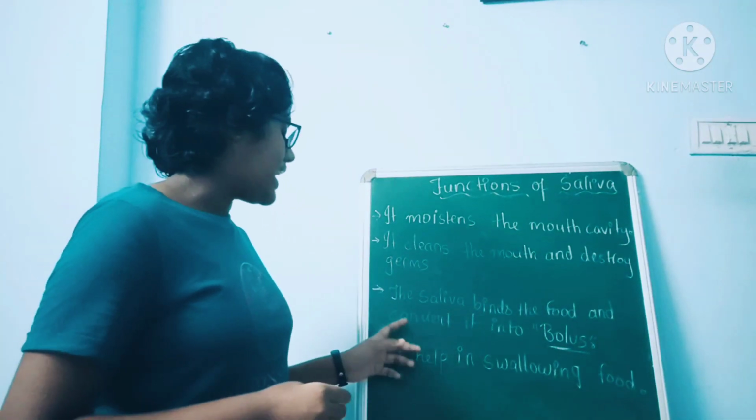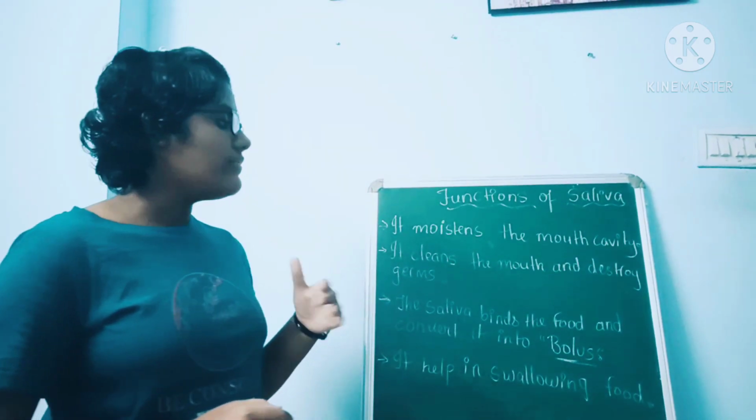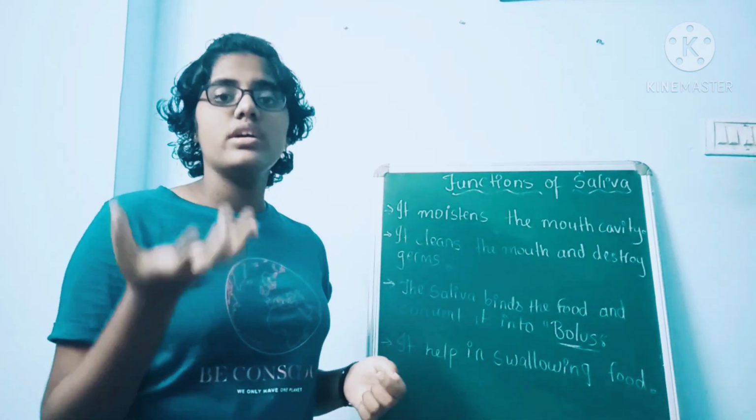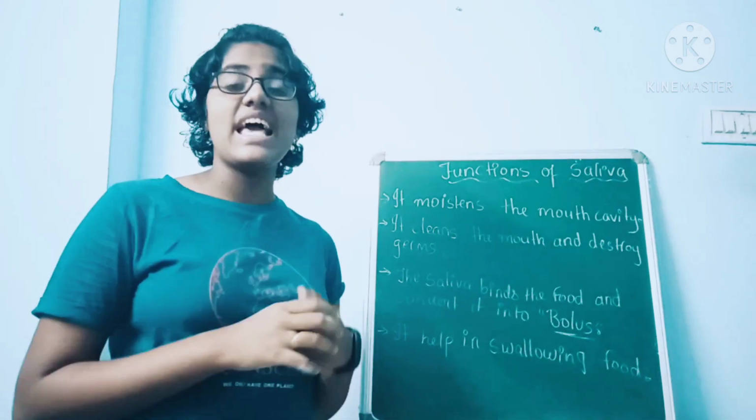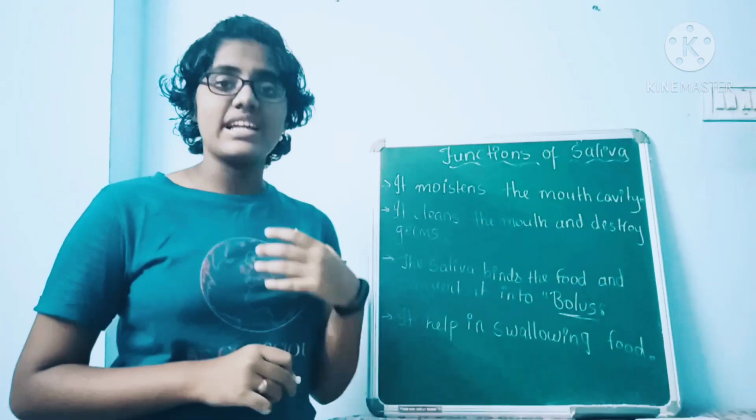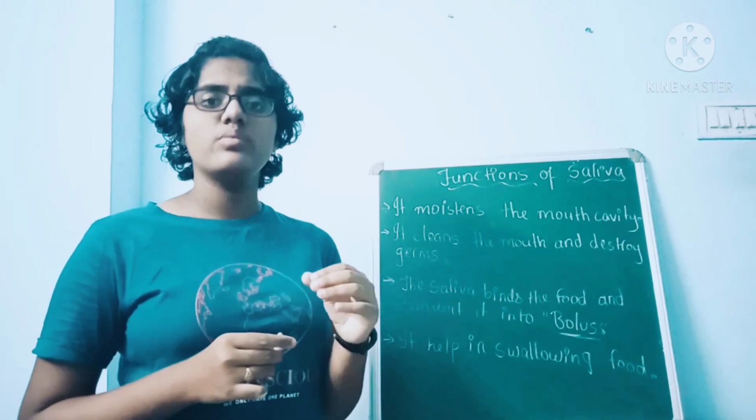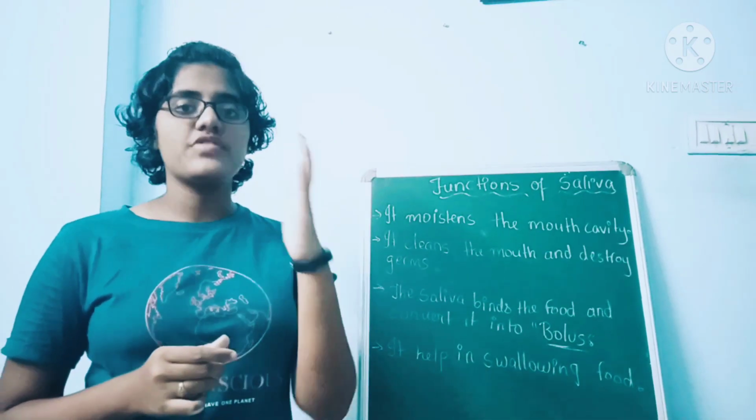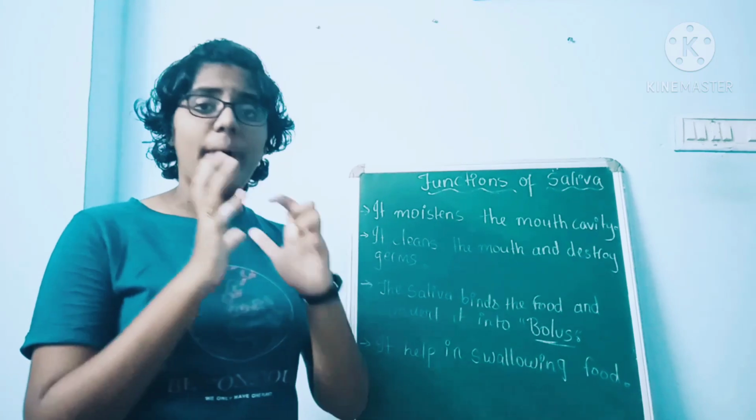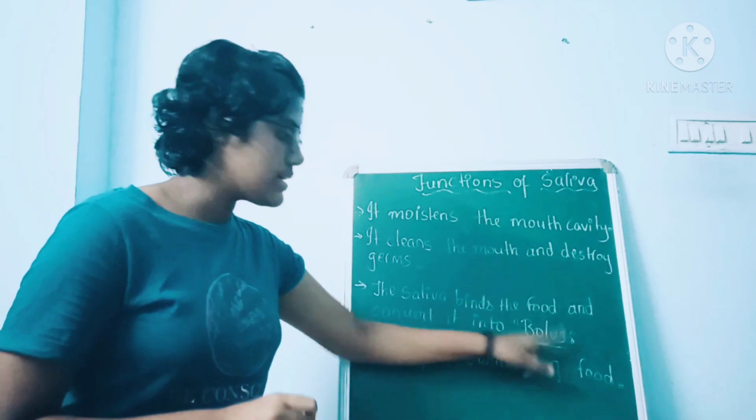Now once again come to the line. The saliva binds the food and converts it into bolus. So when we chew the food, it will grind. What helps in grinding? Yes, our molars and premolars help in crushing and grinding the food. So when the food crushes and grinds, this saliva, what is saliva? Slimy mucus, which is a type of jelly or a type of slime. You know what a slime is, right? So this saliva binds the food into the shape of a ball, and that ball is known as bolus.